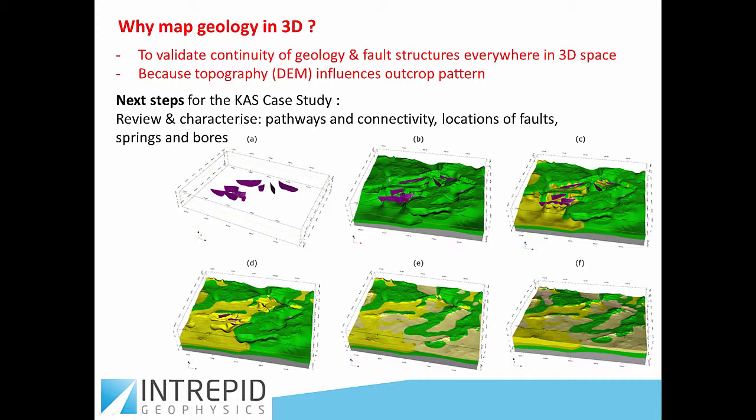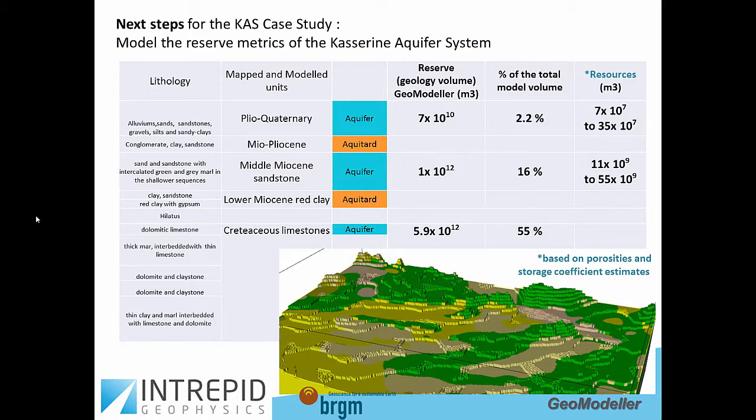Next steps for the case study include what we call review of the conceptual model. Characterization of pathways, connectivities, location of faults, springs and bores all make up part of this visual exploration. As well, we make use of GeoModeller capability by a process of discretization of the implicit model into a block model.